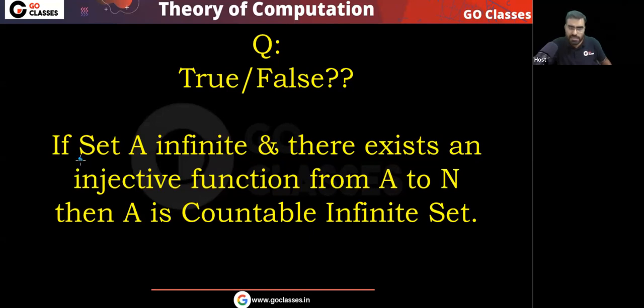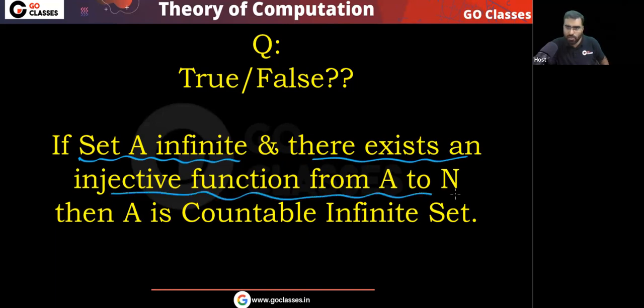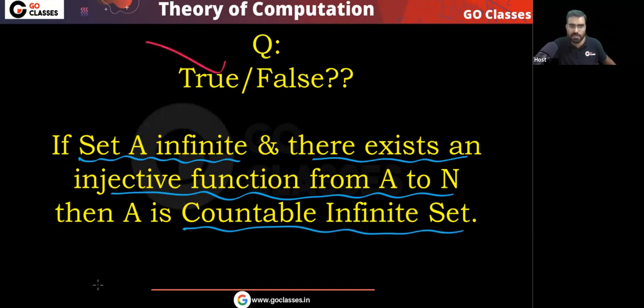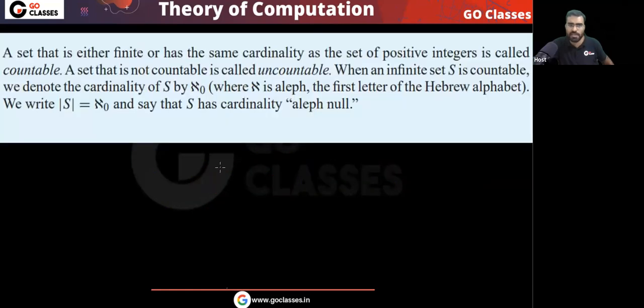If set A is infinite and there exists an injective function from A to N, then can I say it is countably infinite? Yes, this is also true. So these statements are true. Very simple, brilliant. All of you have given the correct answer. So that's it. This is what we have seen.